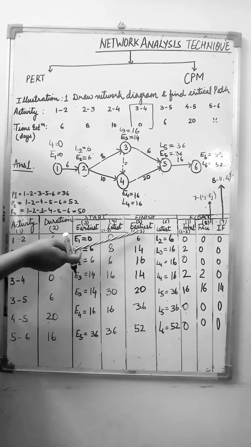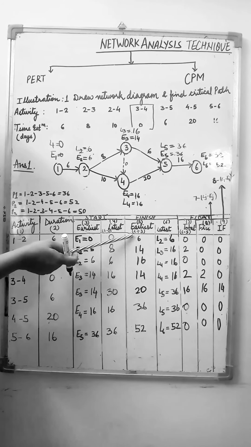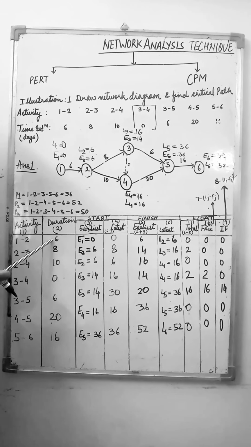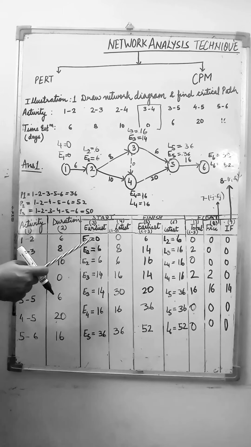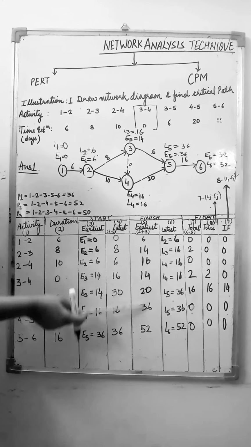The next column is the fifth column, that is earliest finish. You will get the value by adding the values of column 2 plus column 3. Like the second column is 6 and the third column's first value is 0. 6 plus 0 is 6. 8 plus 6 is 14. Similarly, you can calculate all the values.